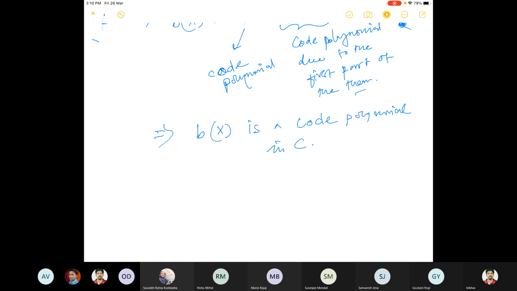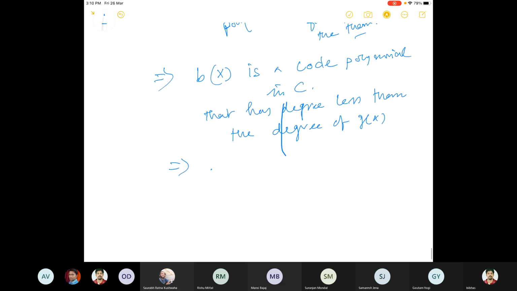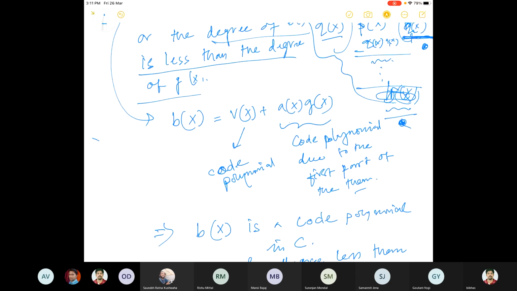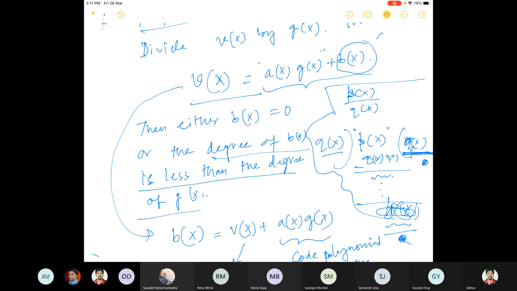Code polynomial B(x) has degree less than the degree of G(x), which is the minimum. So this implies such a non-zero polynomial B(x) cannot exist. Hence, B(x) equals 0. So B(x) equals 0, then V(x) is actually equal to A(x) times G(x), and we are done.